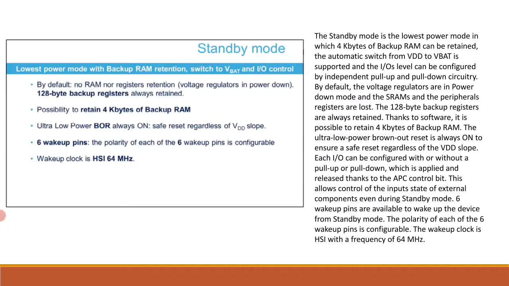The ultra low power BOR is always on to ensure a safe reset regardless of VDD slope. Each IO can be configured with or without pull up or pull down, which is applied and released thanks to the APC control bit. This allows control of the input state of external components even during standby mode. 6 wake-up pins are available to wake up the device from standby mode. The polarity of each of the 6 wake-up pins is configurable. The wake-up clock is HSI with a frequency of 64 kHz.